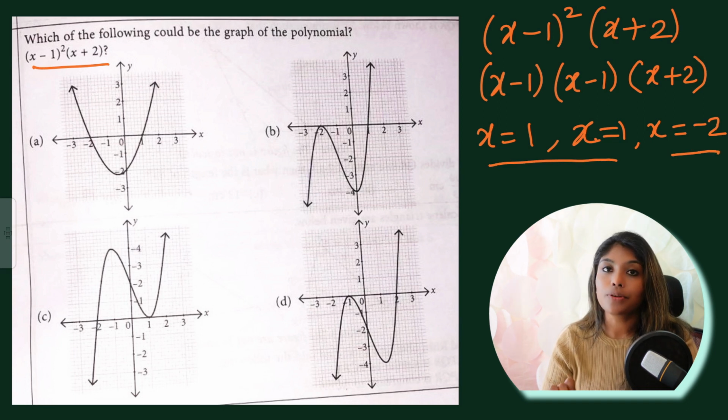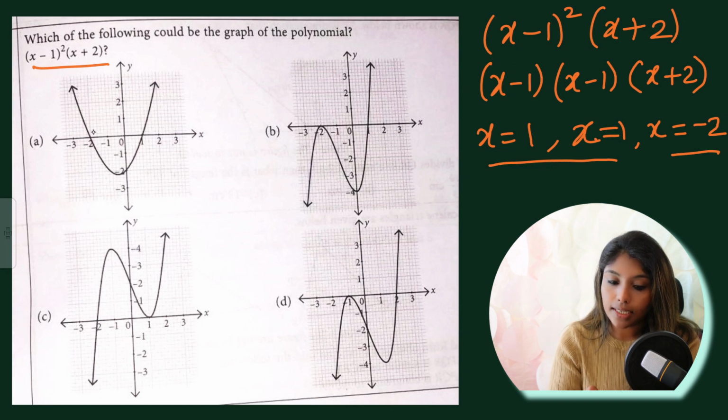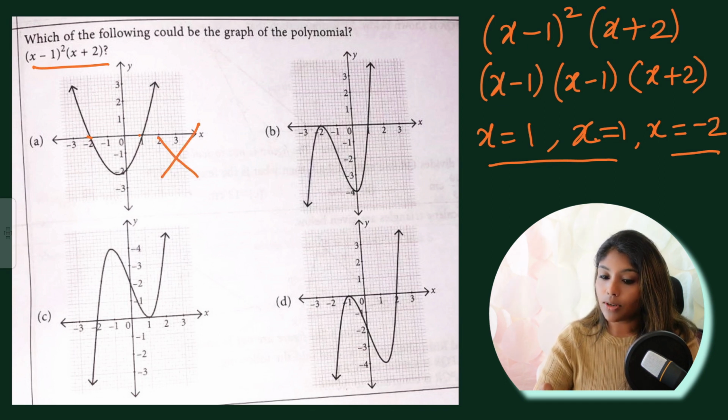That means that your graph will cut across negative 2 on the x-axis, but it will touch the x-axis at 1 for repeated roots. Let's look at the first one. You can see the graph is cutting across negative 2 and cutting across 1, showing that it has only 2 zeros, but we have 3 zeros. So this is not possible. Let's look at the second graph.